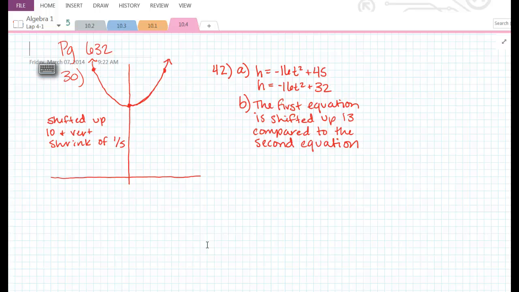Just as a reminder, 10.4, what we're doing today, is not going to be on your quiz tomorrow. But 10.1, 10.2, and 10.3, including the calculator, will be on your quiz tomorrow.